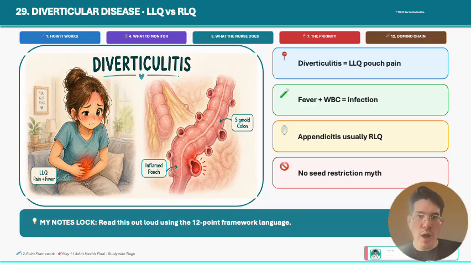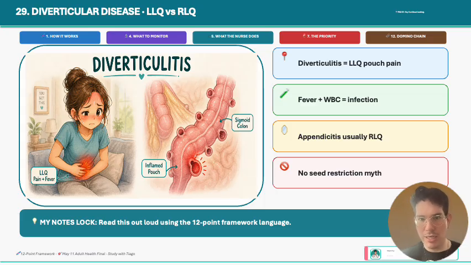Diverticulitis means one or more pouches become inflamed or infected. Now, the patient can have left lower quadrant pain, fever, elevated WBCs, nausea, constipation or diarrhea, and localized tenderness. The exam comparison is appendicitis. Diverticulitis is classically left lower quadrant. Appendicitis is classically right lower quadrant. Both can have fever and leukocytosis. So the location helps me sort the question.